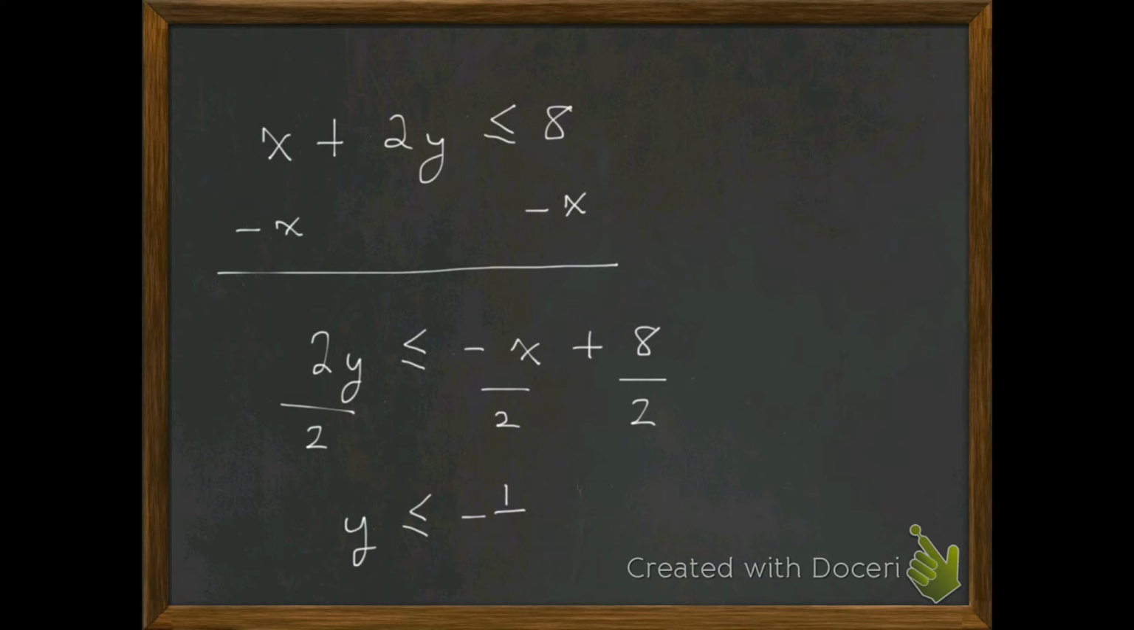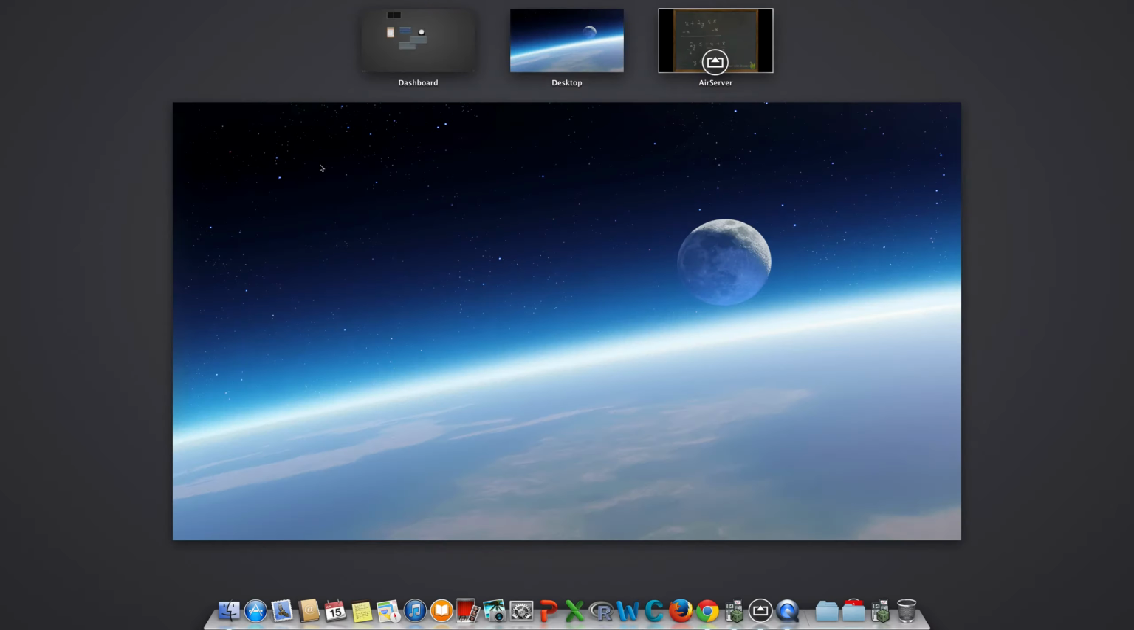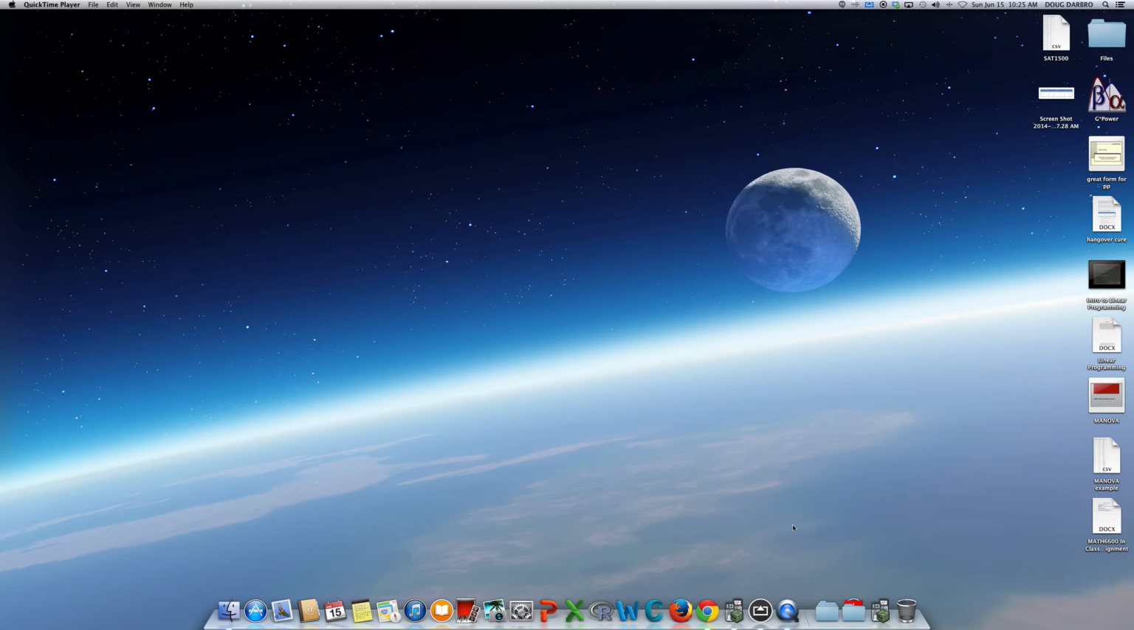So we have minus 1/2 x plus 4. So again, we don't change the sign there because we didn't multiply or divide by a negative number. So what we need to do now is put these in, go to the calculator and put these in. So I've got that going right down here.